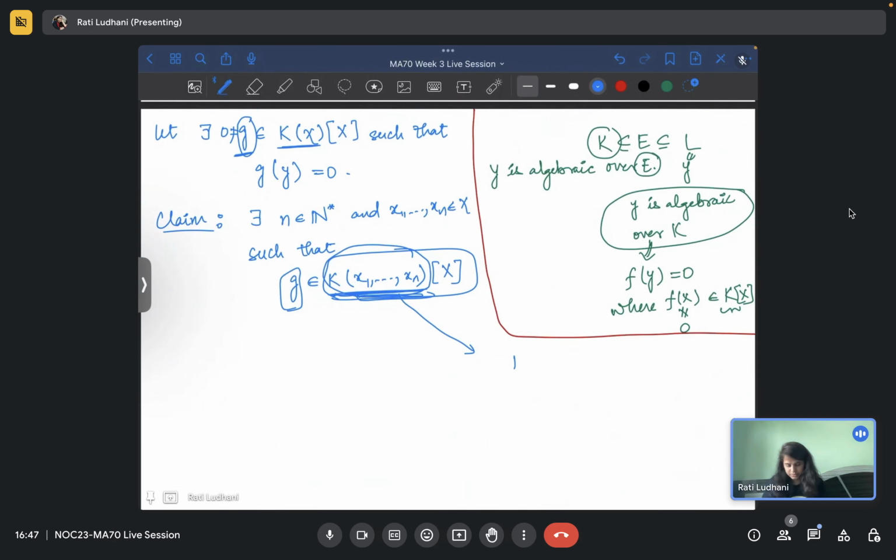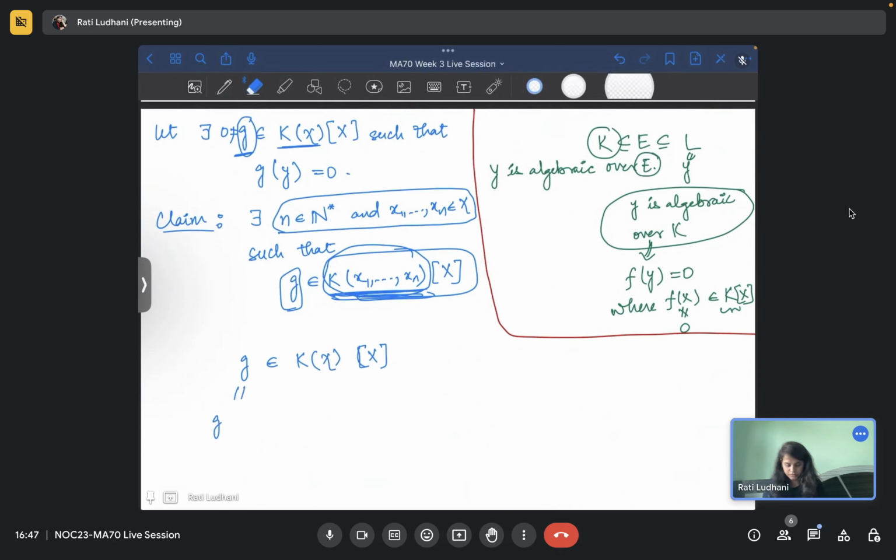Okay, so let me explain in this situation. You have g belongs to K(χ); I need to find this information. I know g belongs to K(χ), right? So that means, and g is what? g is some polynomial, g(x) = a0 + a1x up to and so on an x raised to the power n.